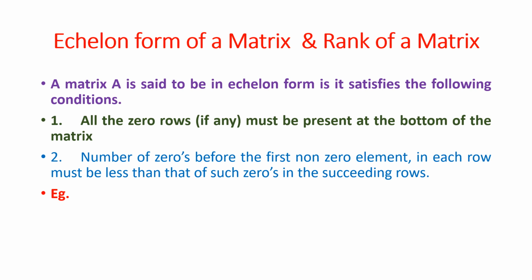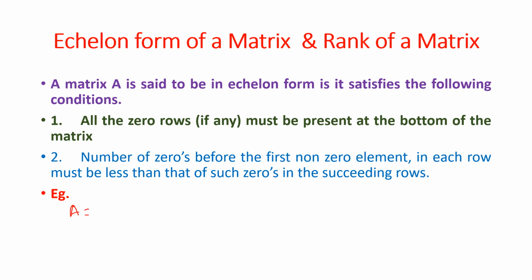So in this video, let us discuss the echelon form of a matrix, and also let us learn how to find the rank of a matrix. A matrix A is said to be in echelon form if it satisfies the following conditions. First, let me write an example, then it will be very easy to understand these statements.